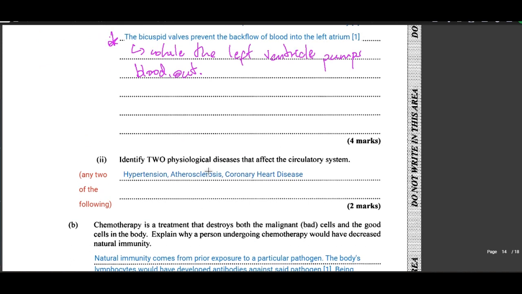Then we have identified two physiological diseases that affect the circulatory system. There are lots, but the ones that we come across at this level is, of course, the hypertension, coronary. All right. You can also include diabetes. Diabetes does affect the circulatory system. It affects your blood vessels and so on. All right. But the ones you want to focus on in terms of priority answers would be these three.